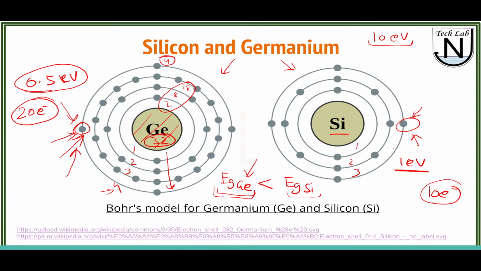So you can see that there are only 10 electrons in silicon and 20 in germanium. So with the same amount of energy available, more electrons can get detached from the germanium. So we can say that the free charge carriers in germanium are greater than in silicon, right? And the reason is obvious, because the energy gap of germanium is less than that of silicon.